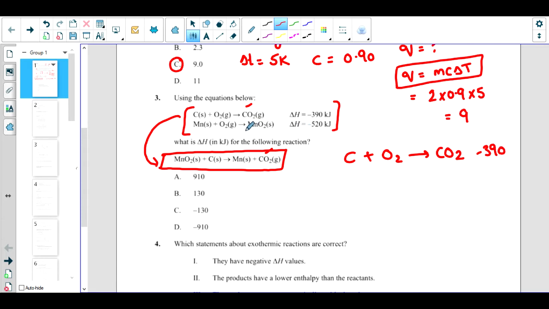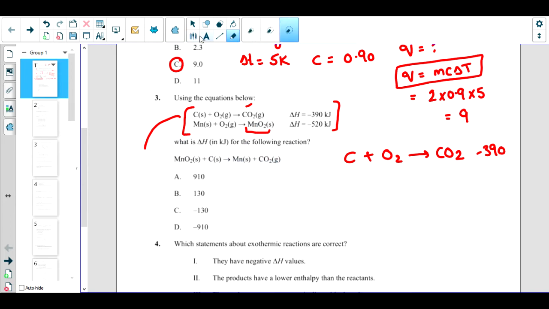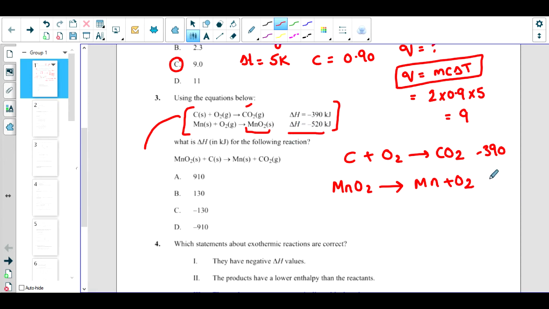In the other equation, here we have Mn plus O2 giving us MnO2. But MnO2 is at the product side here, and in our main equation this MnO2 is on the reactant side. So we need to flip the equation so that it also comes on the reactant side. When we flip it, the equation will be MnO2 will give us Mn plus O2. When you flip it, what will happen to the enthalpy? Enthalpy will also change sign, it will become 520 positive.